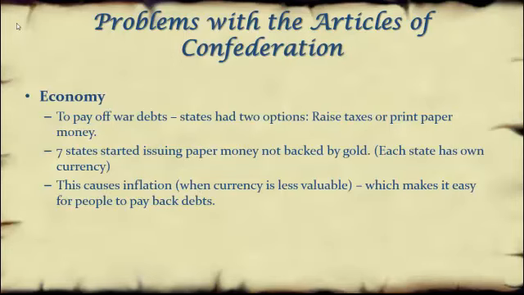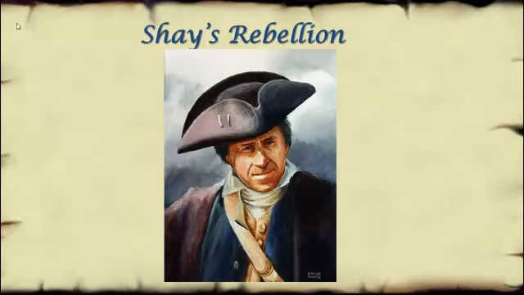So as you can see, under the Articles of Confederation, every state is acting like its own country. And that's really the important thing, that every state is acting like it's its own country, making it nearly impossible for these different states to do anything together. Then this event happens. It's called Shays' Rebellion.